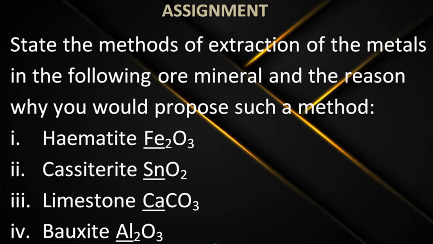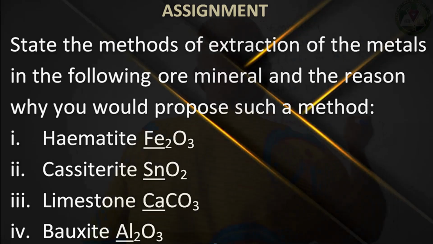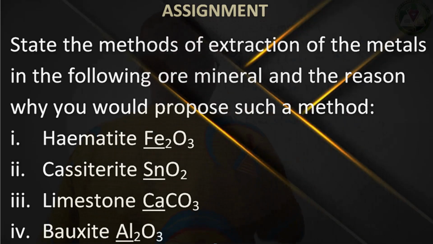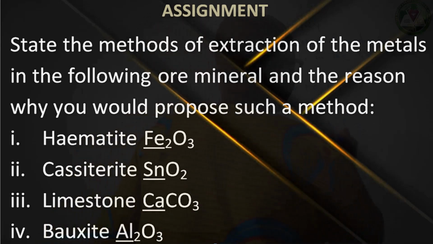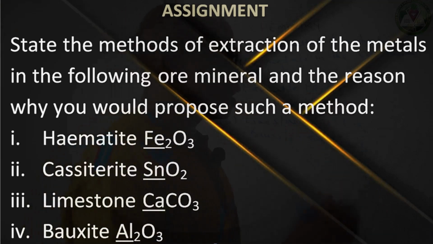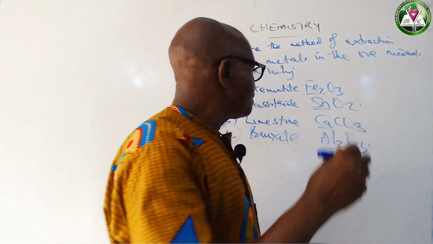One, hematite, Fe2O3. You have cassiterite, SnO2. You have limestone, CaCO3. Then you have bauxite. Bauxite is Al2O3. These underlying elements are metals. How do we extract them and why? You tell me the method you use in the extraction and the reason why you propose that method.